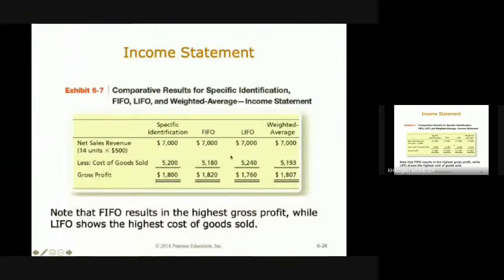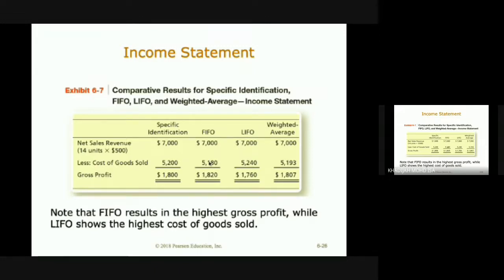So you see that here FIFO is the lowest. Why? The cost of goods sold is based on the oldest inventory. The oldest inventory normally has the lowest price. So that's why the cost of goods sold is the lowest.